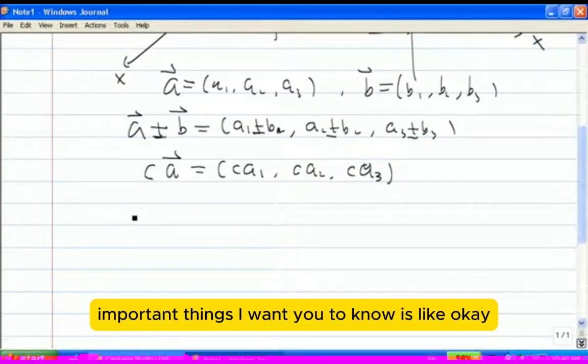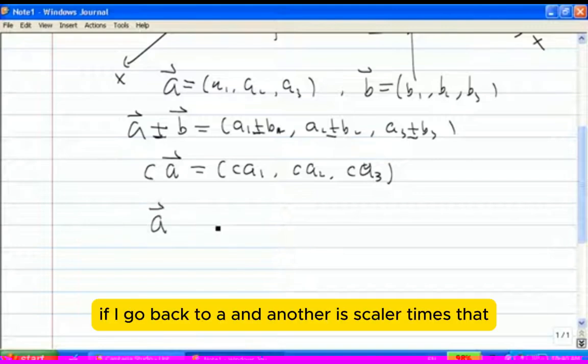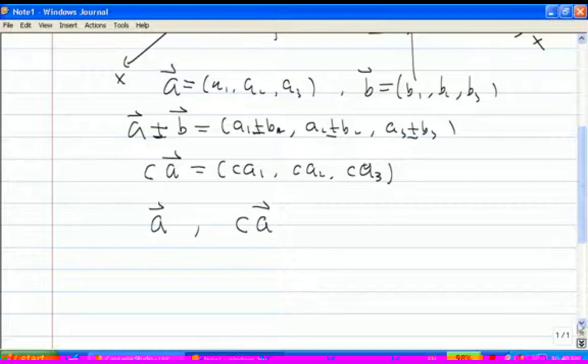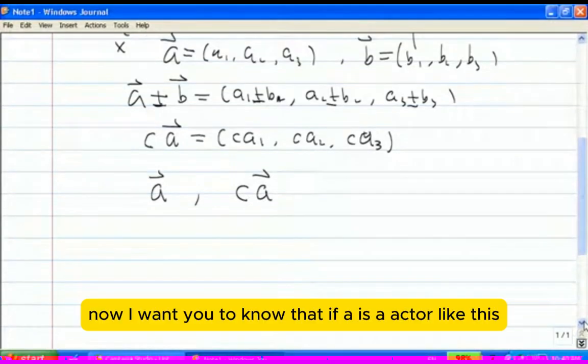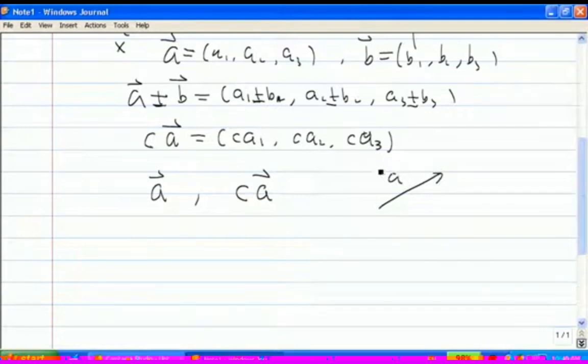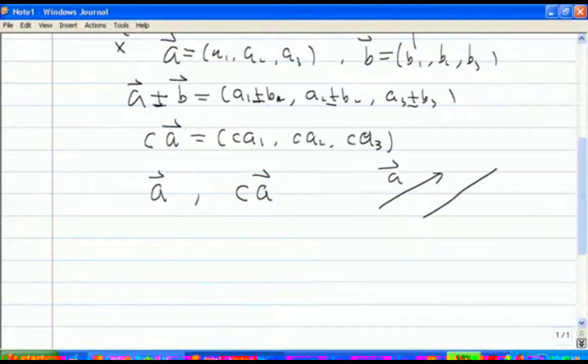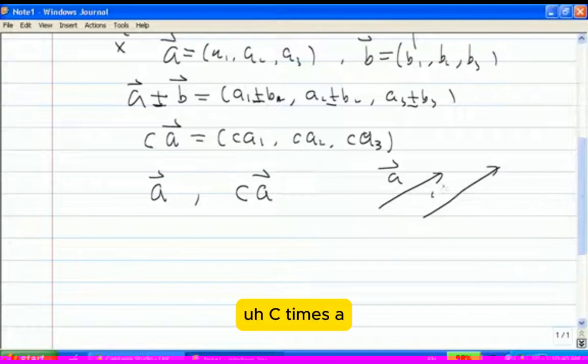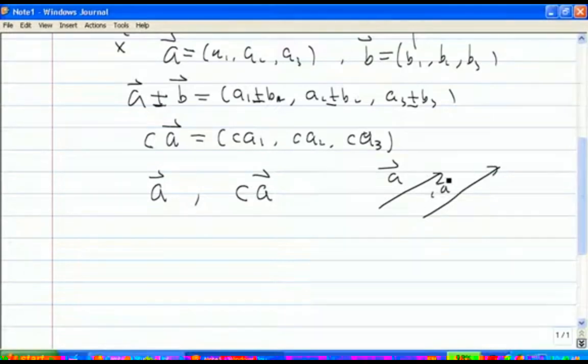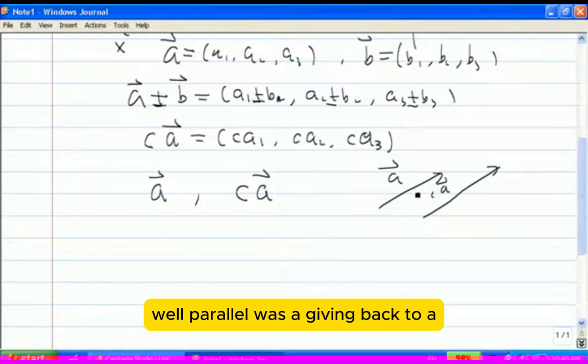An important thing I want you to know is that if I have a vector A and a scalar C, and A is a vector like this, then C times A will be parallel with the given vector A.